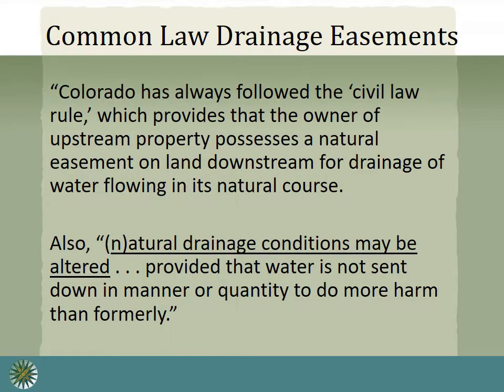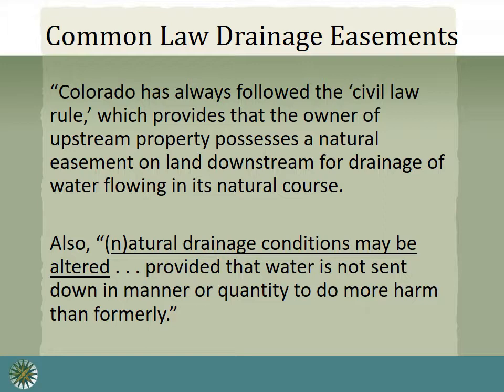In a Colorado Court of Appeals opinion, the court summarized the common law of natural drainage easements as follows, and I quote from the opinion: Colorado has always followed the civil law rule, which provides that the owner of upstream property possesses a natural easement on land downstream for drainage of water flowing in its natural course. Also, natural drainage conditions may be altered, provided that water is not sent down in a manner or quantity to do more harm than formerly.